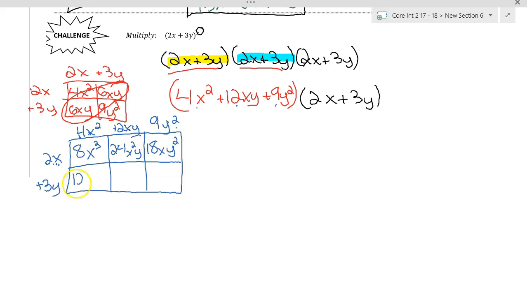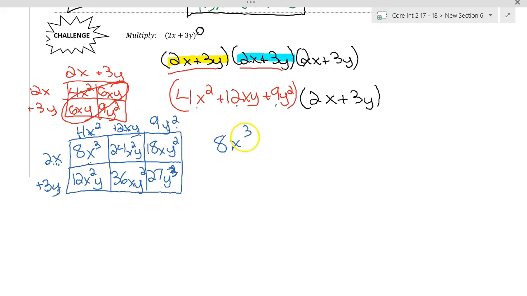4 times 3 is 12. 2x's, 1y. 3 times 12 is 36. 1x, 2y. 3 times 9 is 27. 1, 2, 3y. That's y cubed. Now again, just look for like terms. Usually they're in the diagonal. You'll see me do that a lot.